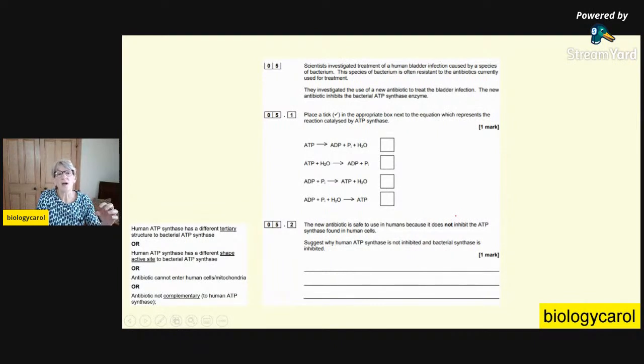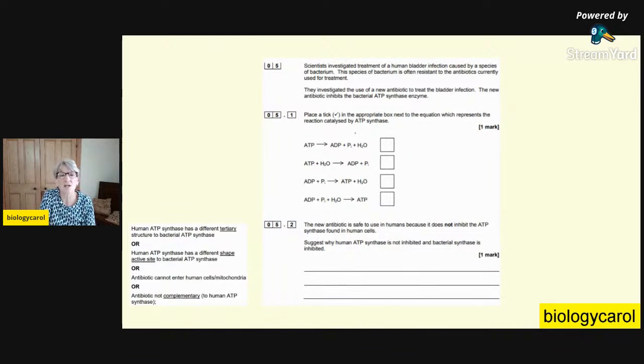Okay, question five. Human bladder infection caused by a species of bacterium. This species of bacterium is often resistant to the antibiotics used to treat it. They investigated a new antibiotic. It inhibits ATP synthase. Put a tick next to the right equation. And it was really funny, I had to actually think about this, which was weird, isn't it? Because I had to go, okay, ATP to ADP is hydrolysis. ADP plus Pi to ATP is condensation. And therefore, so what is it?